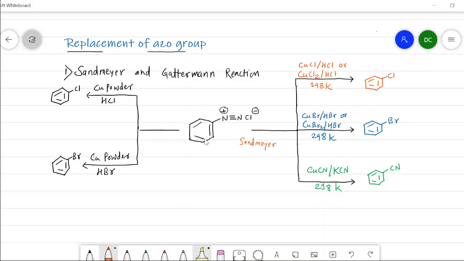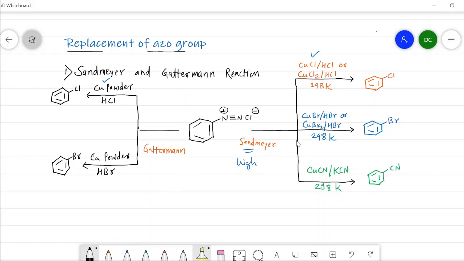But when this benzene diazonium chloride is treated with copper powder and HCl, it gives chlorobenzene. And in the presence of copper powder, when it is treated with hydrogen bromide, it gives bromobenzene. These reactions are called the Gattermann reaction. Though the products are the same, the major difference is that here we are using copper powder and here we are using a salt. When we compare the yield of the products, the Sandmeyer reaction always gives a higher yield as compared to the Gattermann reaction.